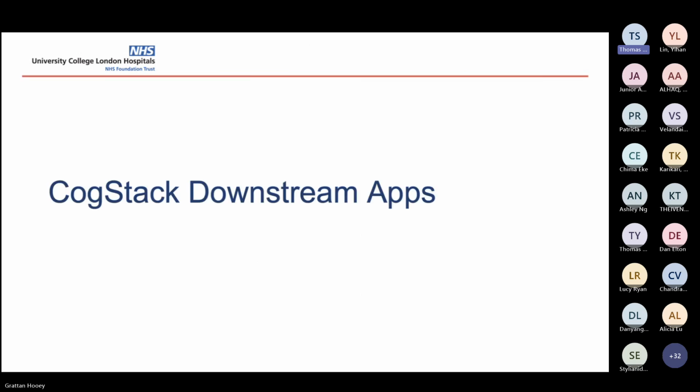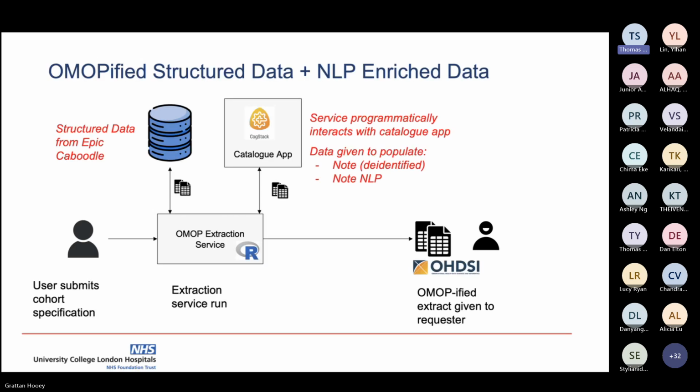Over the next few slides, I'll look at some downstream applications of CogStack and use cases. The first relates to the app that I just talked about in the previous slide. This is a collaboration we're doing with the OMOP extraction service team. OMOP, for those who don't know, is a data standard which structures the data extract and formats the data in a way that other sites can use quickly as well.